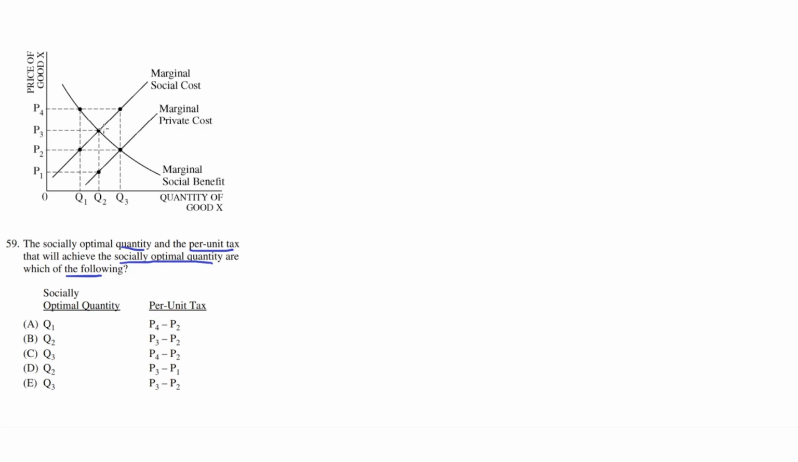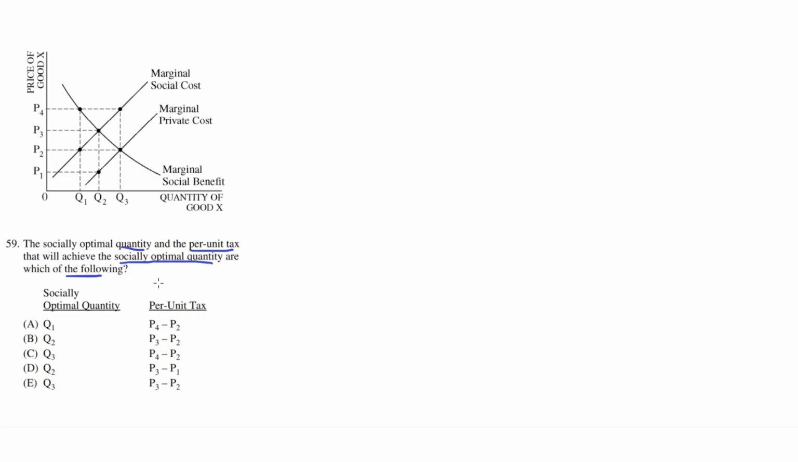So in this case, we can tell this is a negative externality graph because the marginal social cost is greater than the marginal private cost, because marginal social cost is shifted to the left as compared to marginal private cost. Meaning that if we look at one point, like Q3 right here, we can see that the private cost is lower than the social cost. So there's a negative externality produced in this case.